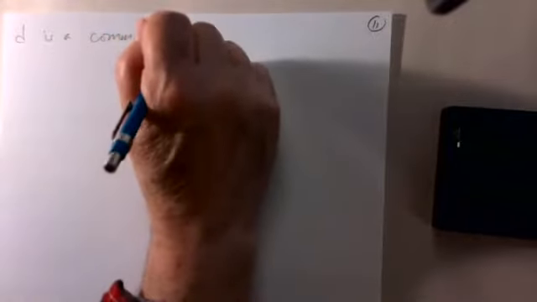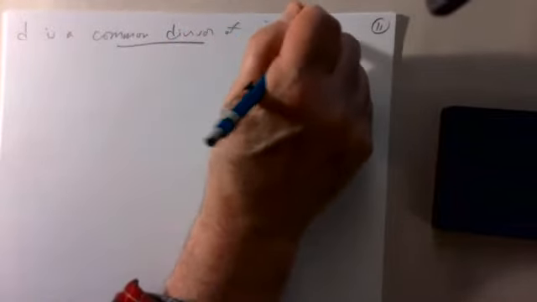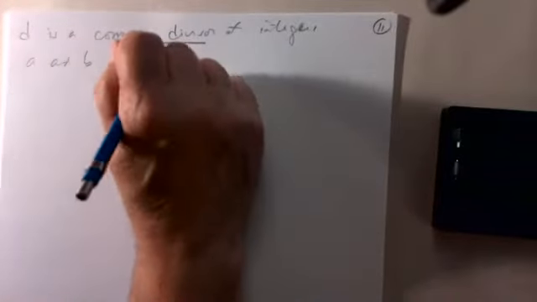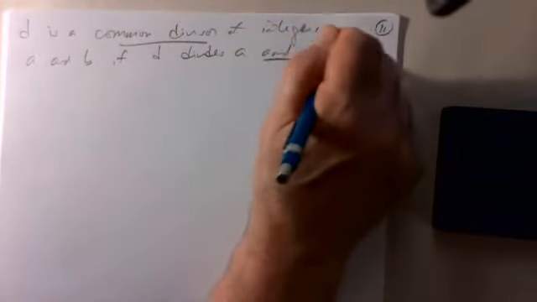And what is often an interesting question in algebra and number theory and many other cases is we say that d is a common divisor of integers a and b if d divides a and d divides b.